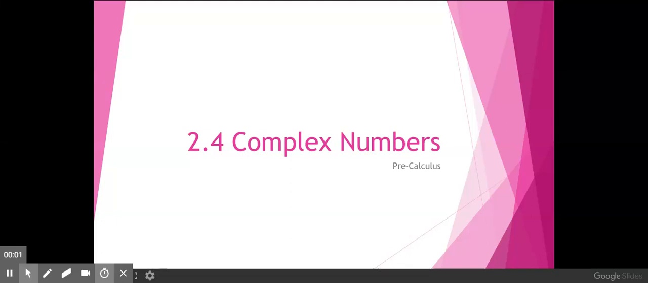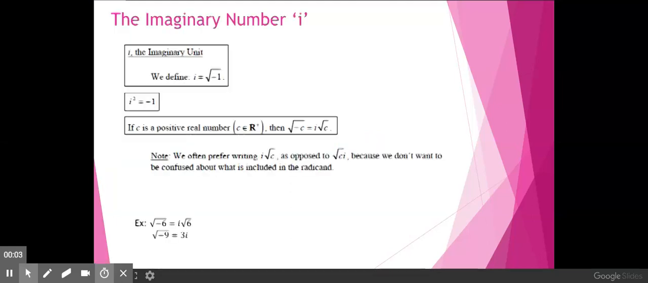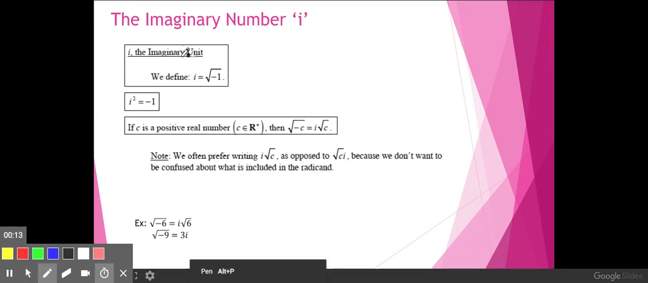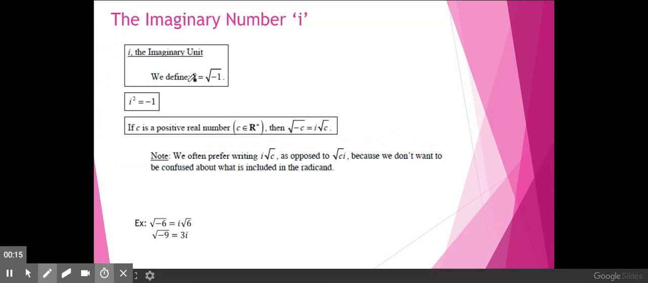This is section 2.4 on complex numbers. So with a complex number, we have some real number matched with an imaginary number. The imaginary number we call i. So i is defined as the square root of -1.